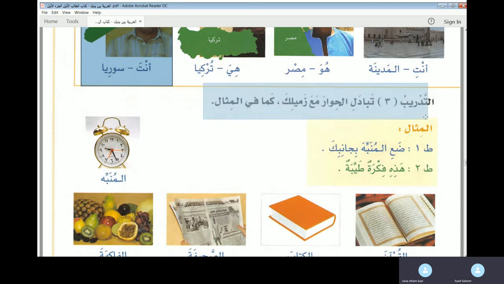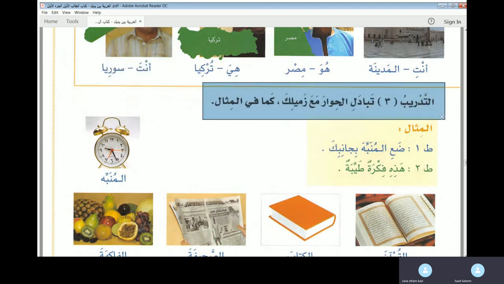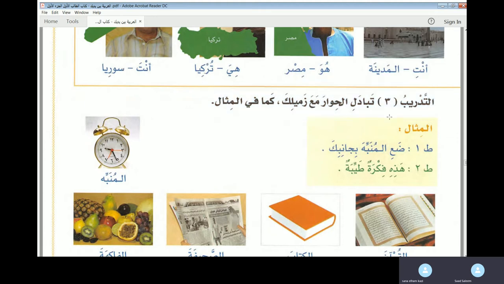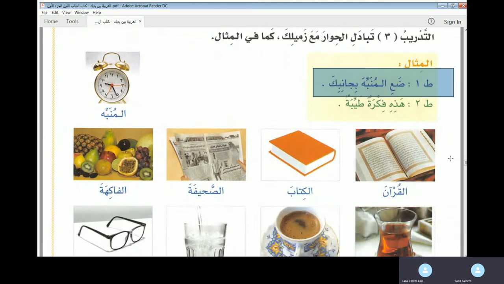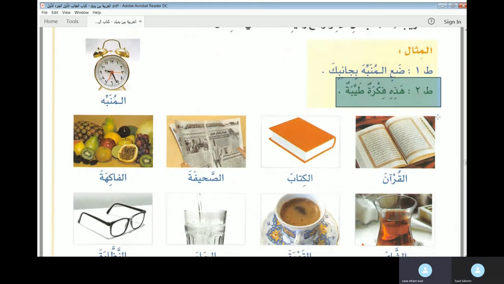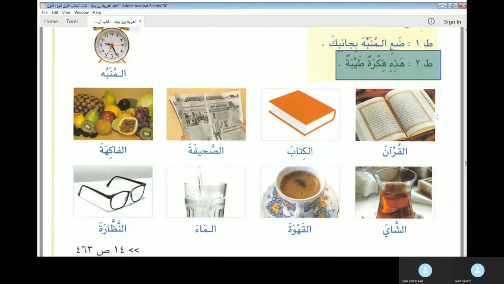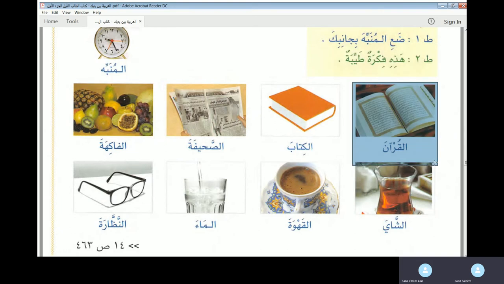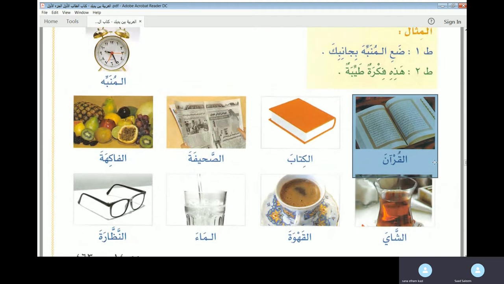التدريب الثالث: تبادل الحوار مع زميلك كما في المثال. Exchange the dialogue with your colleague. I show you an example. المثال، الطالب الأول: ضع المنبه بجانبك. Put the alarm clock beside you. هذه فكرة طيبة. This is a good idea. ضع القرآن بجانبك. Put the Quran beside you, next to you. هذه فكرة طيبة. This is a good idea.